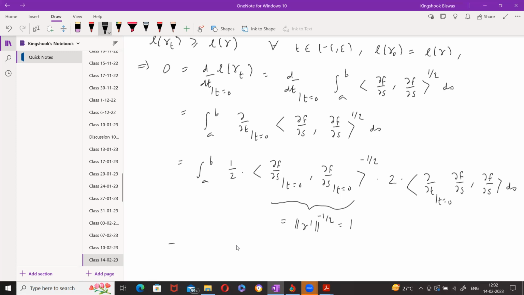So what I'm left with is integral A to B. So del V del S, I can just write as V prime S. And then this del f del S at time t equal to 0. This is at time t equal to 0. This is going to be gamma prime S, right? Is this clear?